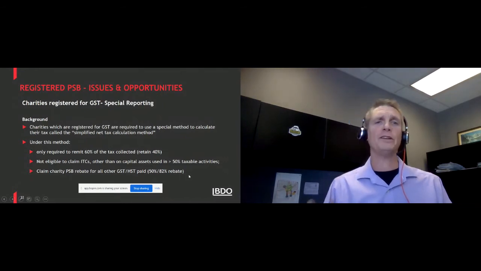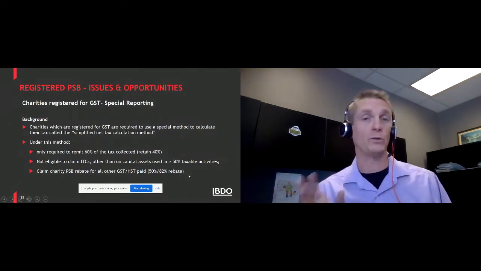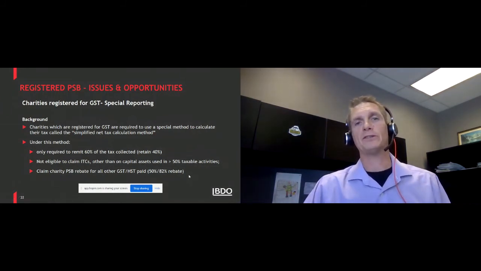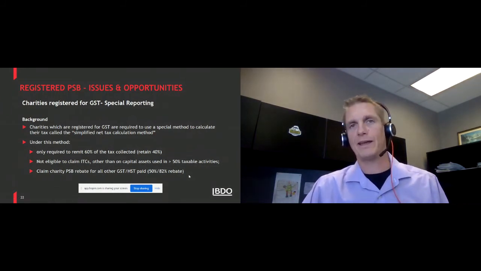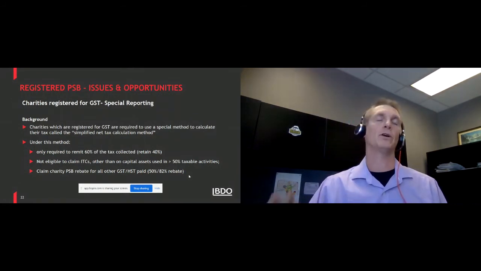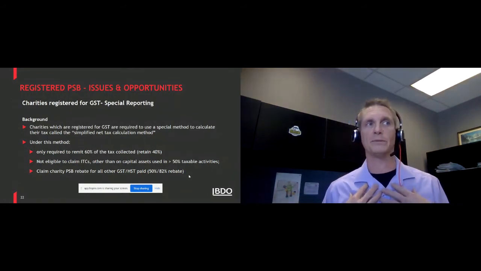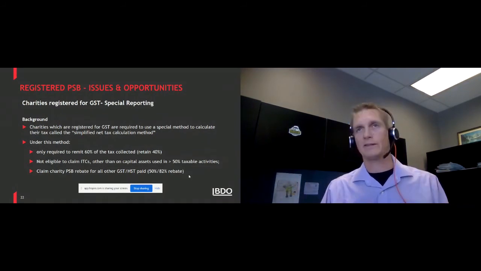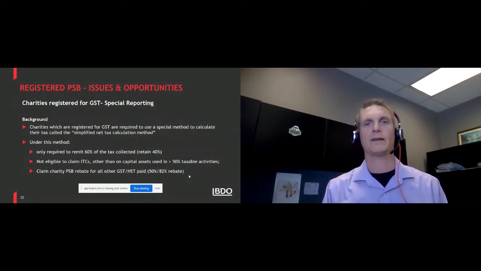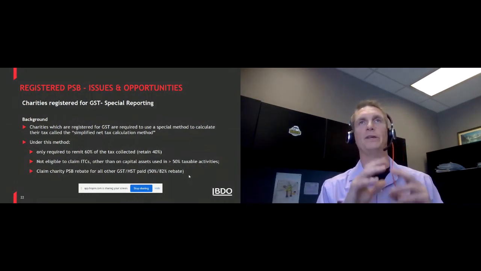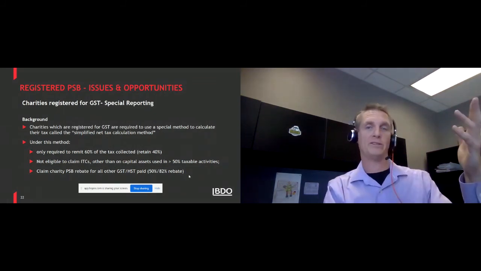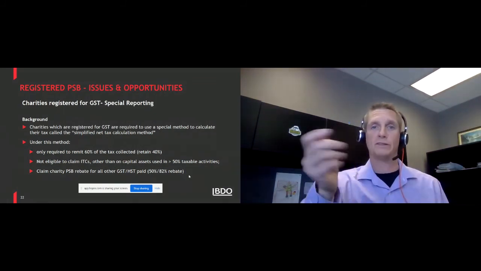Now, for charities that are registered for GST, this only relates to charities, not for NPOs. There is a special tax reporting method that they have to use, and I think a lot of people are not aware of this. So a regular business like BDO, for example, we collect tax, we charge it at 5 or 13 or 15%, and report that on our return as tax collected. We pay tax on all of our inputs, and we put that as input tax credits.